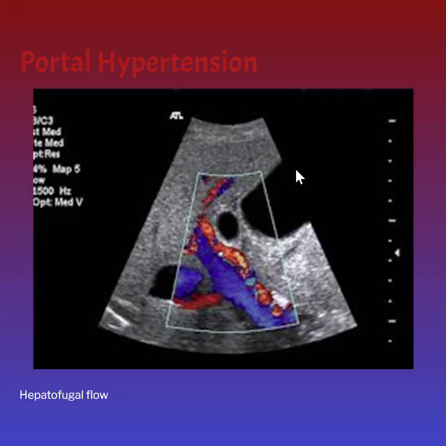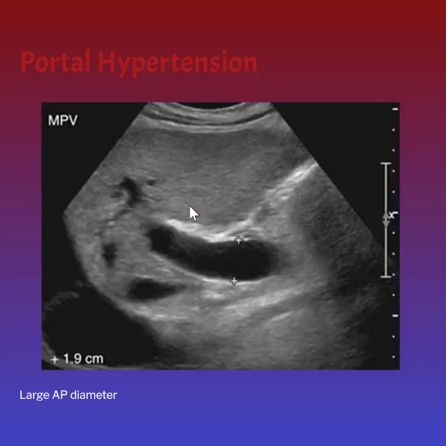In the case of hepatofugal flow, we will see the portal vein being assigned the blue color, showing blood moving away from the liver. So this is the portal vein with hepatofugal flow. Next to it, you can see the hepatic artery coursing still into the liver, bringing that oxygenated blood. Measurement of the portal vein exceeding 1.3 to 1.5 centimeters does also indicate portal hypertension. This example here shows us a portal vein that is measuring 1.9 centimeters in the AP dimension.